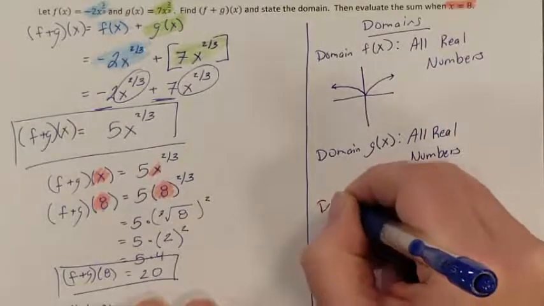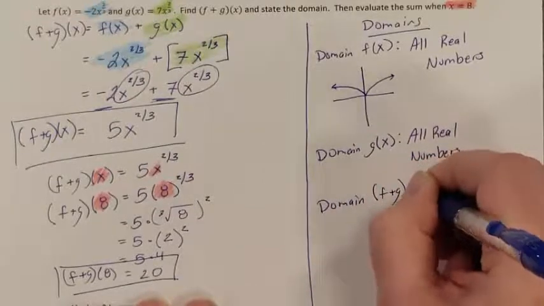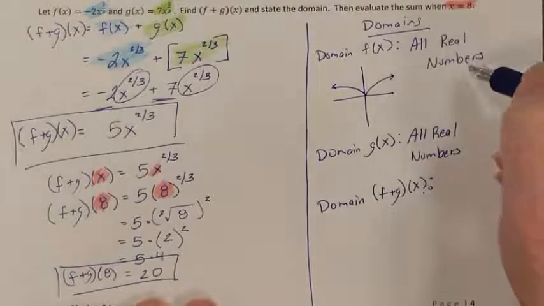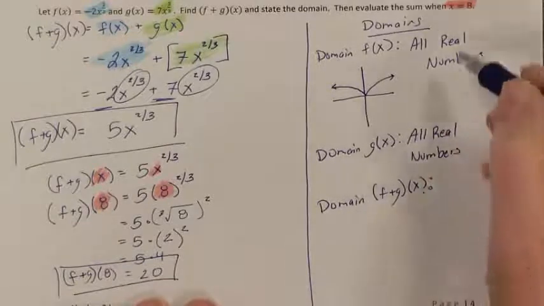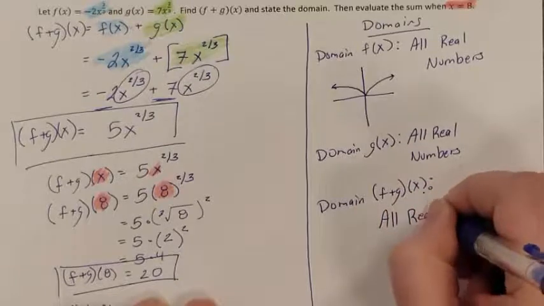So now we need to look at the domain of our new f plus g rule. If f said I use everybody, and g said I used everybody, what do they have in common? Everybody. So my domain is all real numbers.